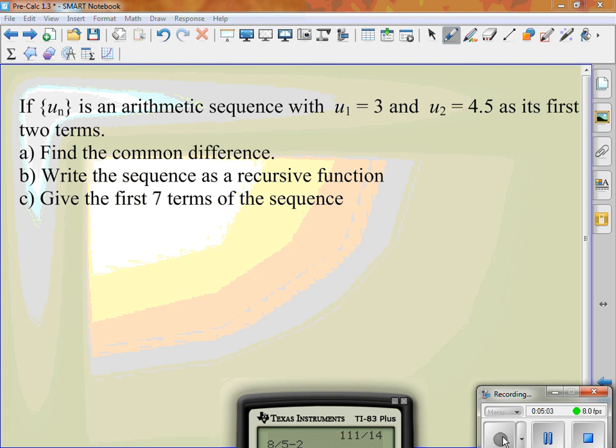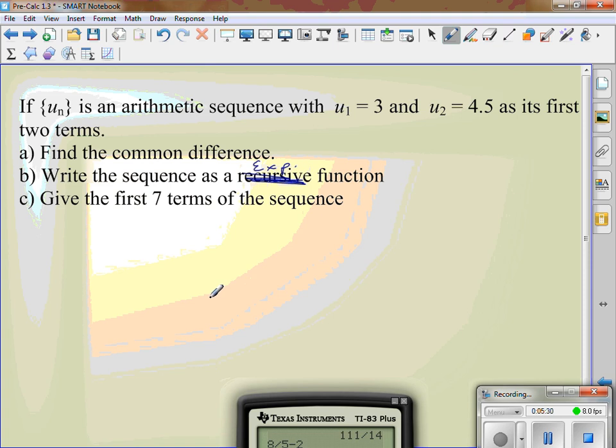If the sequence u sub n is an arithmetic sequence with u sub 1 equals 3 and u sub 2 equals 4.5 as its first two terms, we're going to find the common difference. We're going to write the sequence as a recursive function, and then we're going to write the first 7 terms. And actually, let's not write it recursively. Let's do it explicitly.